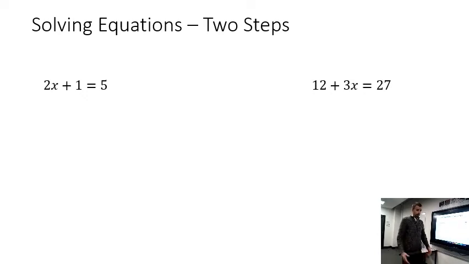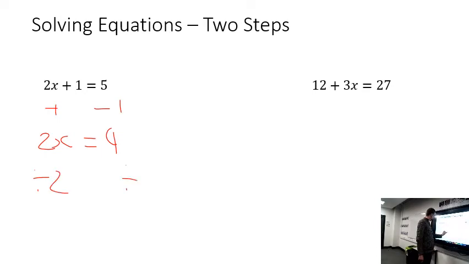Again, we want to get x on its own. So firstly we could aim to get 2x on its own. So how do we get 2x on its own? Use inverse operators. So the opposite to adding 1 is subtracting 1. So we've got 2x is equal to 4. Now we want x on its own, so the opposite to multiplying by 2 is dividing by 2. So we have x is equal to 2.